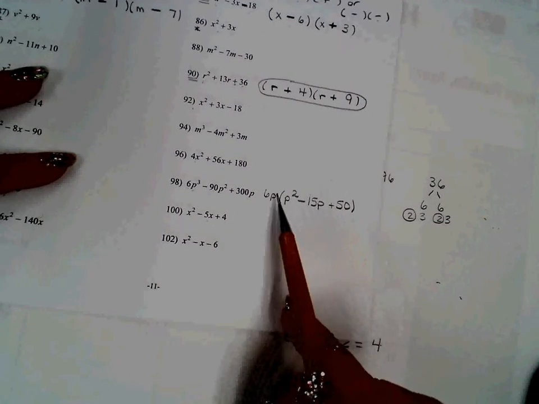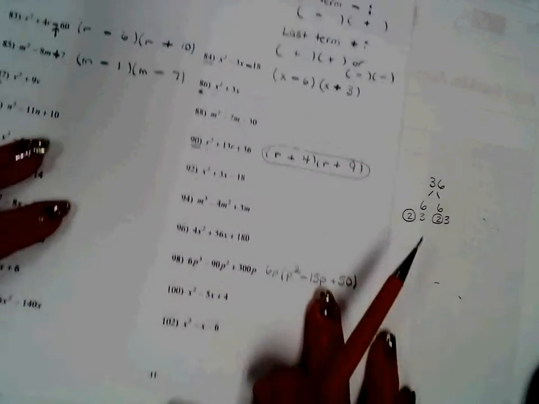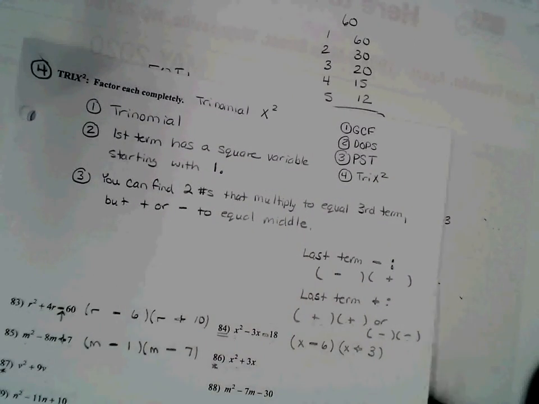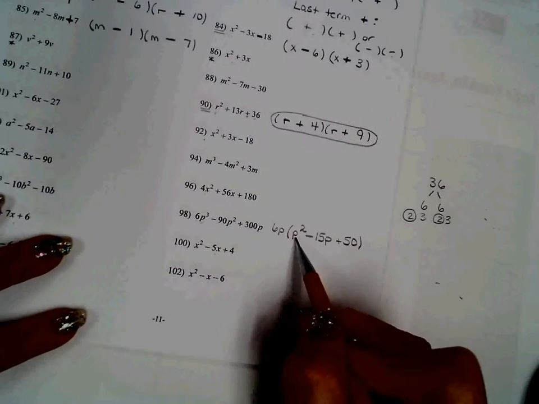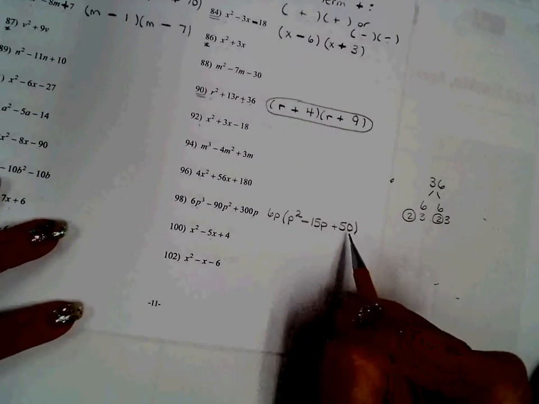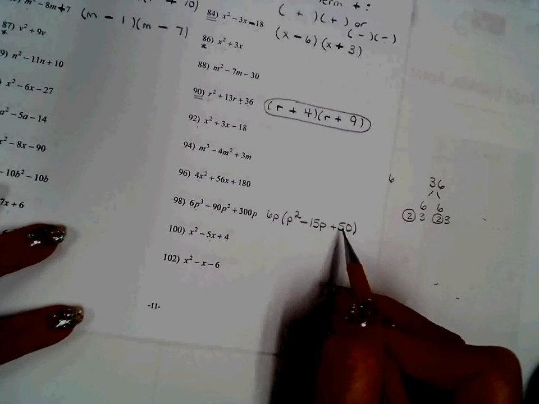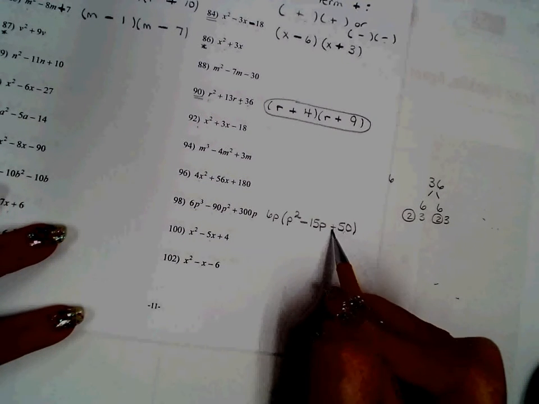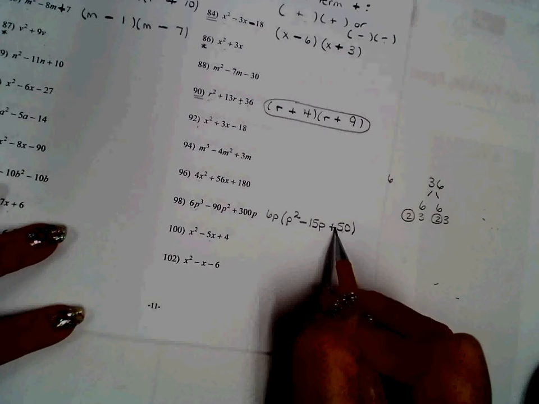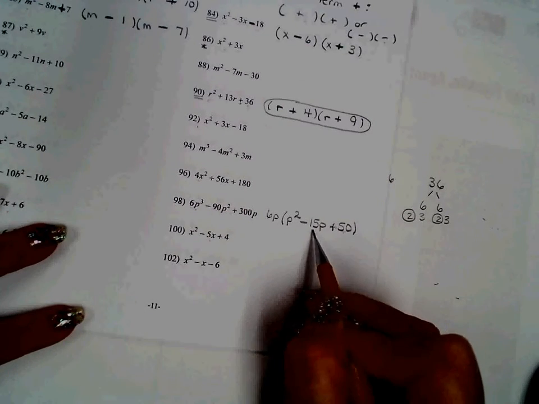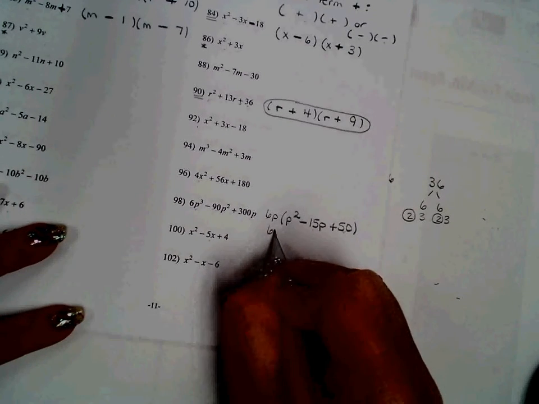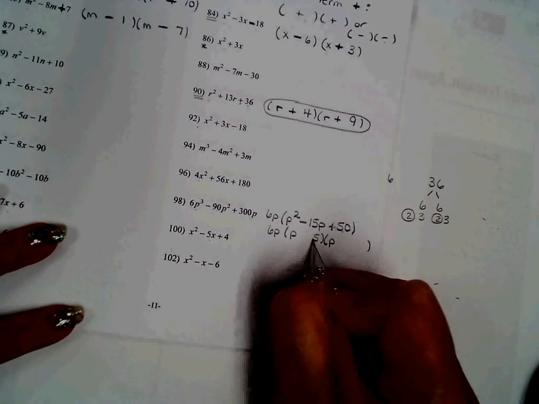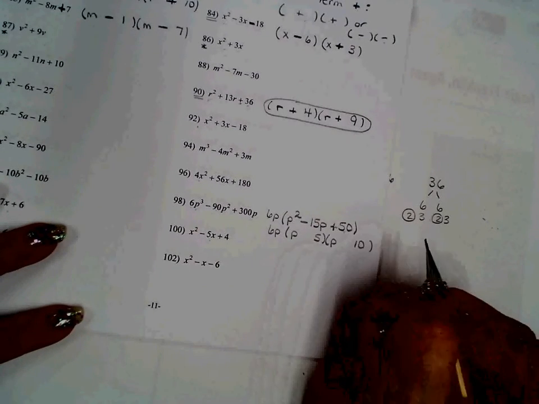Now look at this in parentheses. And look at my criteria that you should have written down at the top. This is a square. It's a trinomial. Can I think of two numbers that multiply to give me 50 but add? And the reason I say add is because there's a plus right there. Add to give me 15. Well, I can think of 5 and 10. So put a P and a P, a 5 and a 10.